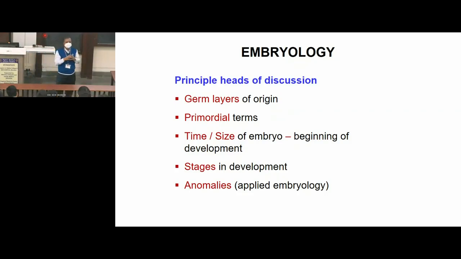Next is primordial terms. Whenever we learn development of any organ, any part, there are certain terms which are used. For example, when we learn development of kidneys, we'll be learning something like pronephros, mesonephros, metanephros, ureteric bud, etc. These are all called primordial terms which are relevant to the development of that particular structure.